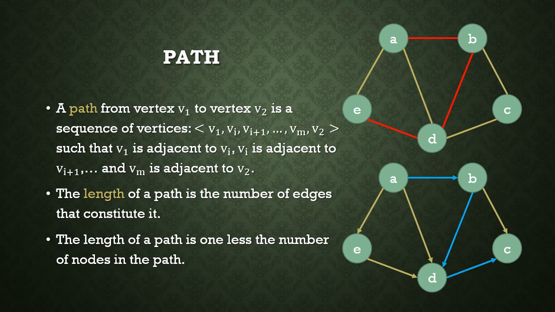And here is a path in the directed graph from A to C. It goes from A to B, then from B to D, and then from D to C. The length of both these paths is 3 and the number of nodes constituting them are 4.